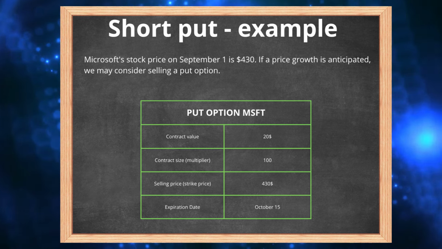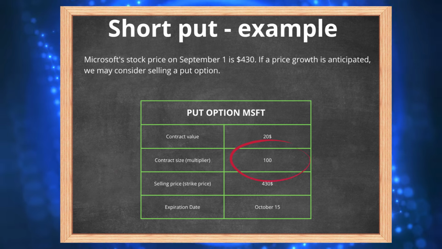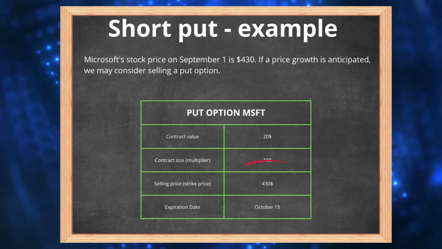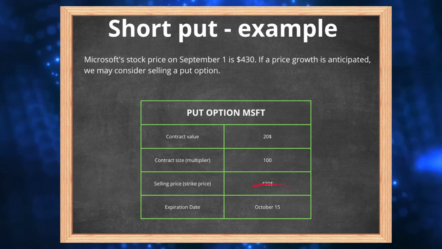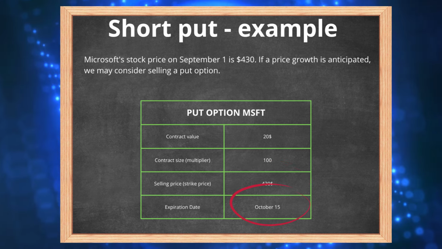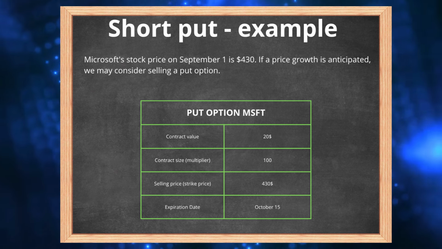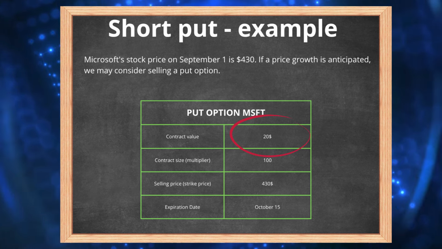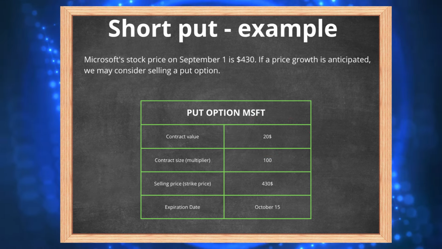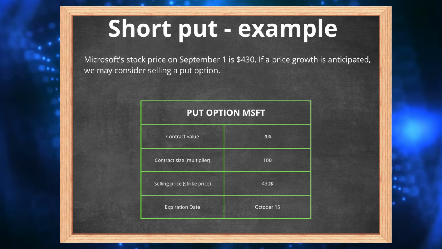By selling this option, we take on the obligation to buy 100 shares of Microsoft at $430 at any time up to October 15th if the stock price falls below that level. In exchange for taking on that obligation, we receive a $2,000 premium. $2,000 is because $20 times 100 shares.